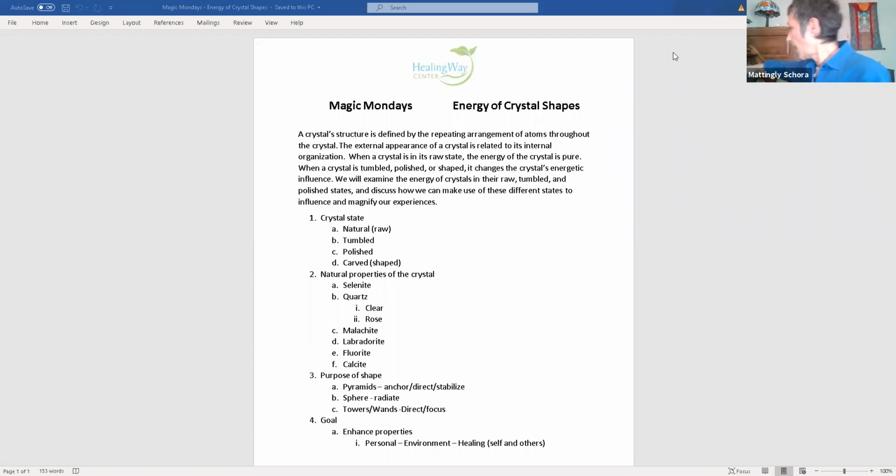And then you have your wands. This is more of a natural wand because you can't stand it on the bottom. And this is a wand, okay? This is the raw clear quartz, and this is a shaped selenite wand. All right, so I'm going to stop the share part.